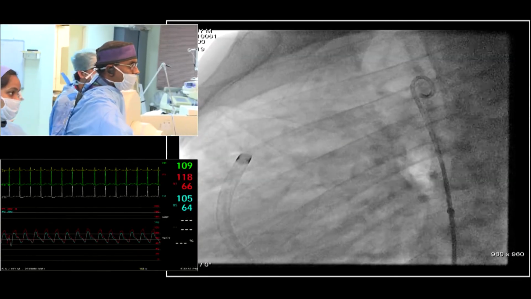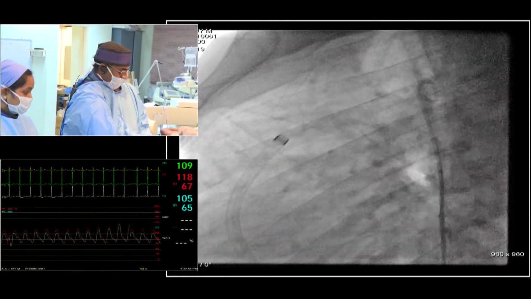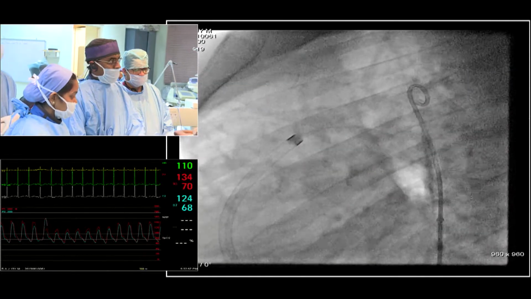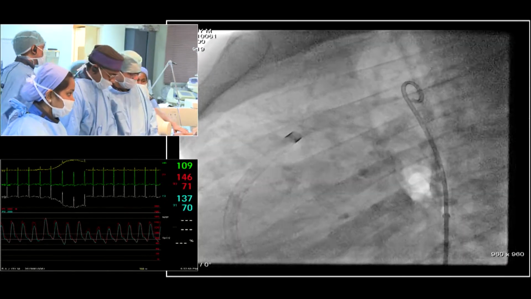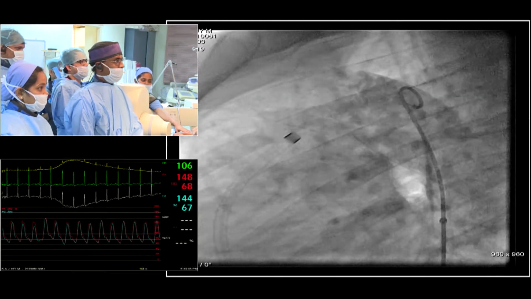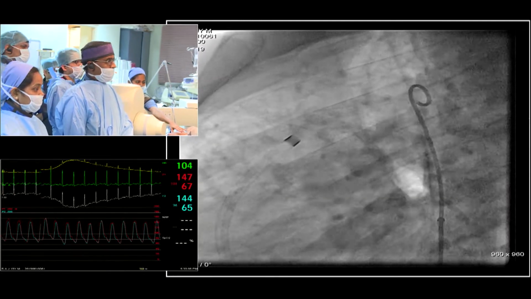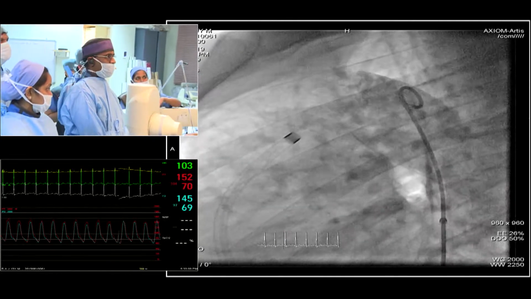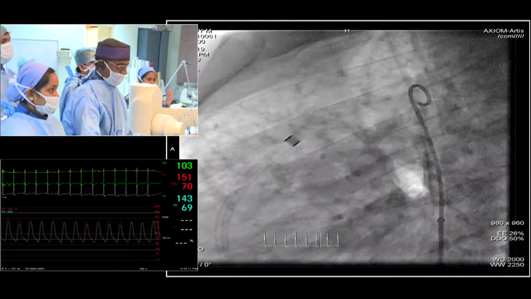I am now inflating the balloon in the descending aorta, and now I'm going to do a balloon occlusion angiography. Ready for the angio? Okay, very nice. In spite of the occlusion, can you remeasure this one? Freeze it and remeasure.